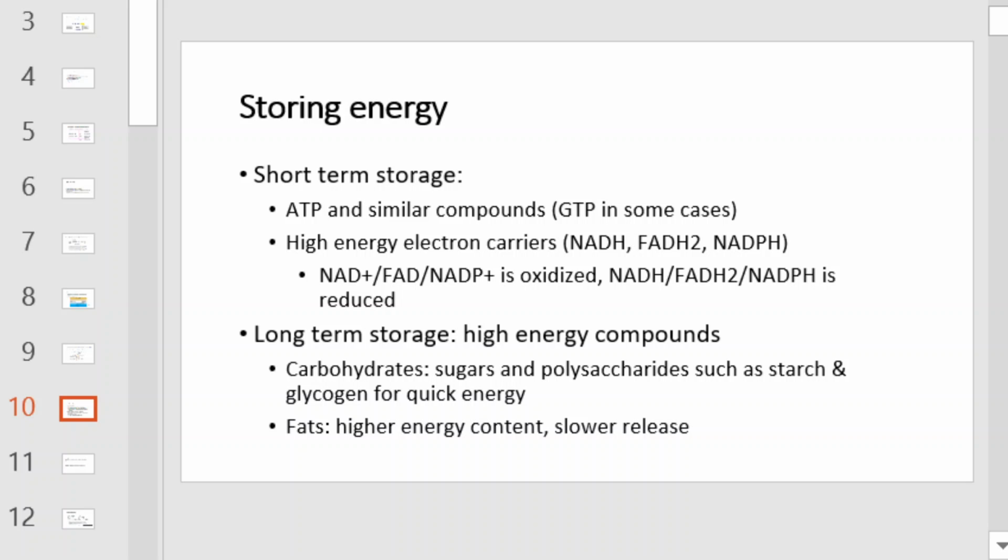Long-term storage of high-energy compounds involves biomolecules like carbohydrates and fats. Sugars and polysaccharides, such as starch and glycogen, are good high-energy storage compounds for quick energy release. Fats have higher energy content than carbohydrates, as much as 9 times on a gram per gram basis, but their energy release is slower.